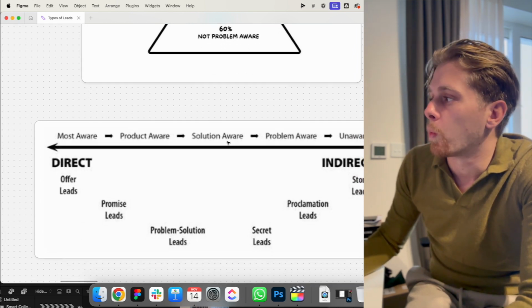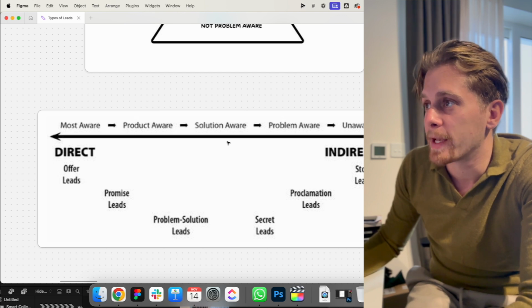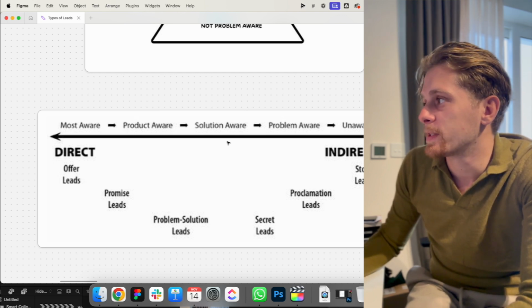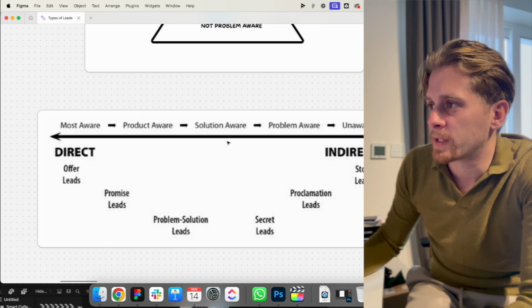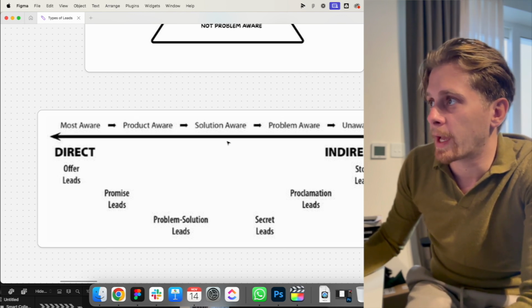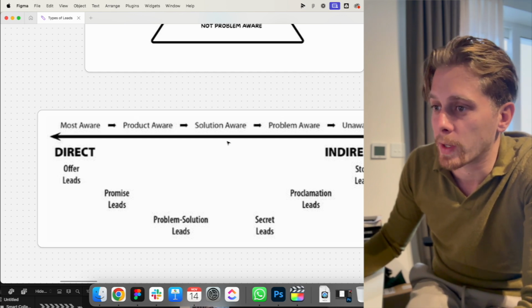Okay, so what I want to show you is the different types of ads we can run with examples based on the type of clients we're looking for. Okay, so there's basically 6 different types. The first one is the offer lead, okay? And this is super direct, people who want to buy today. People who are most aware.